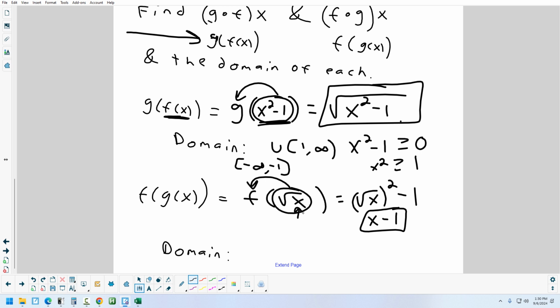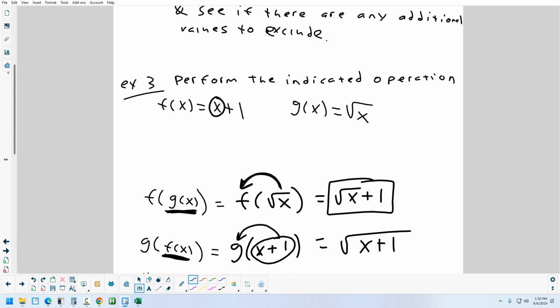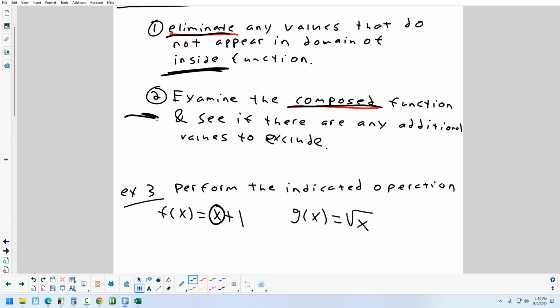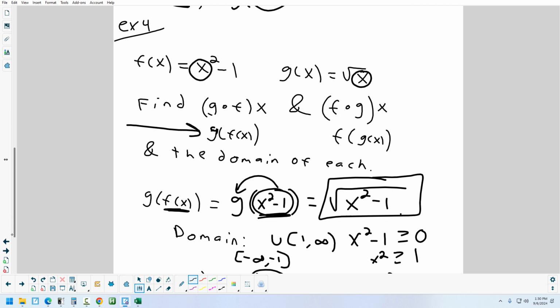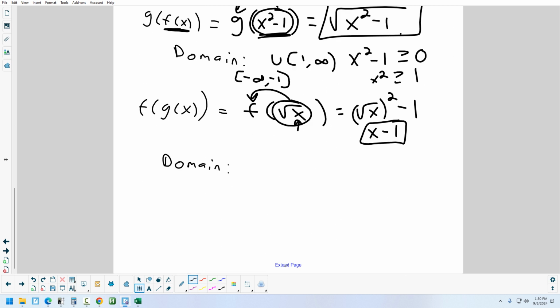How about the final answer? Any square roots in that? No. Any fractions? No. So in this case, step 2 doesn't add anything new to the problem. There is nothing that you need to exclude from step 2. It all came from step 1. 0 and up. And because we're including 0, what symbol do you use? Bracket. So you can plug in any number 0 and up.